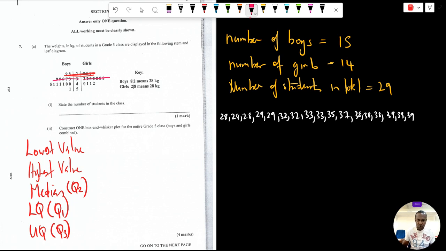For the next stem, the stem is 4. Then basically we have, right, and I'm running out of space to the right there, but I'll just jot them down here.